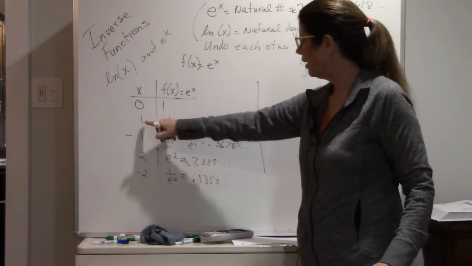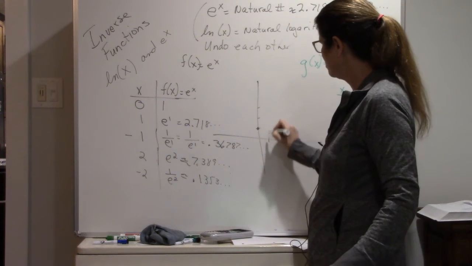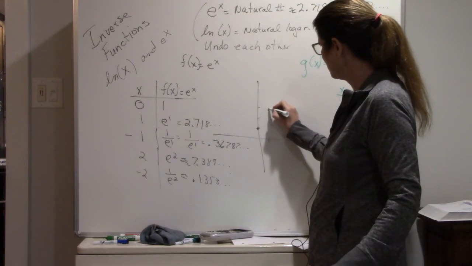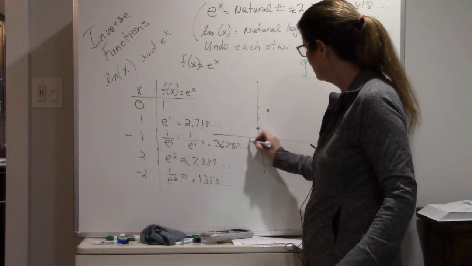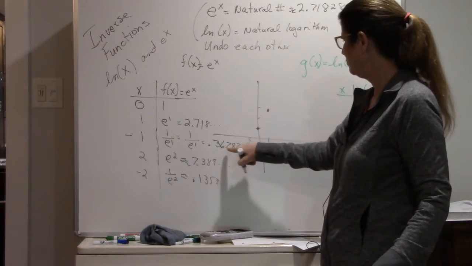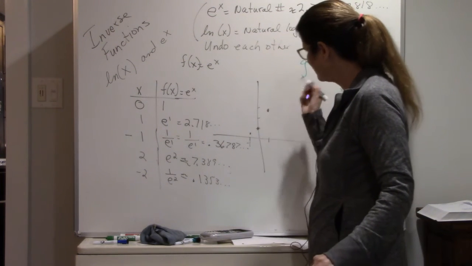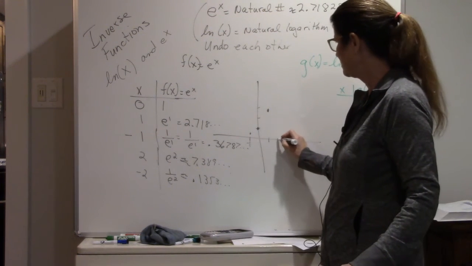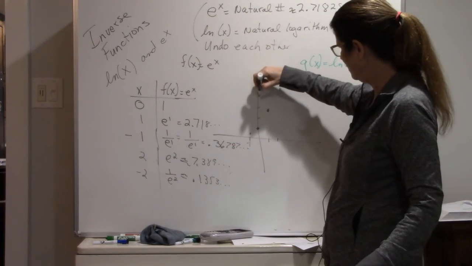When x is 1, my y is about between 2 and 3, so almost to 3. When x is negative 1, my y is 0.36, so it's not quite half. And again, this is just a sketch. When x is 2, my y value is 7.3.